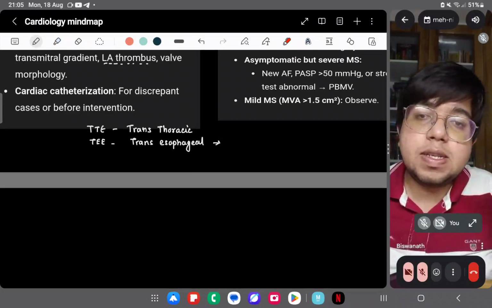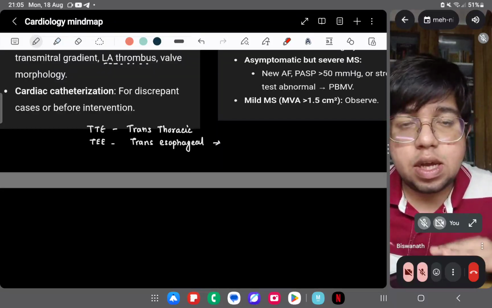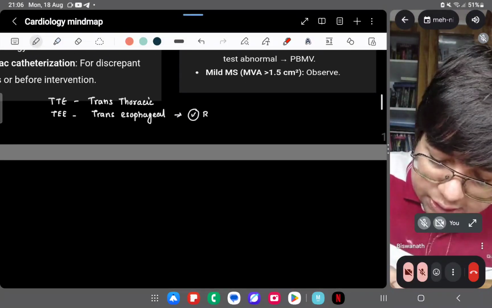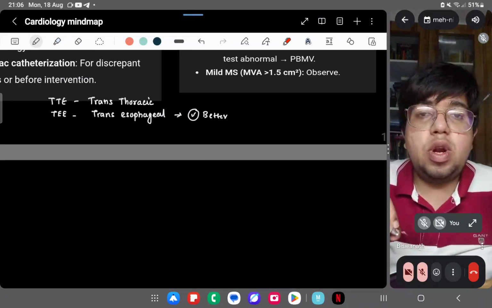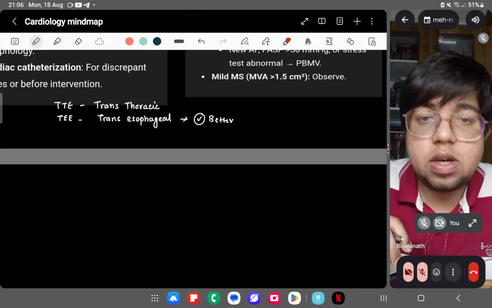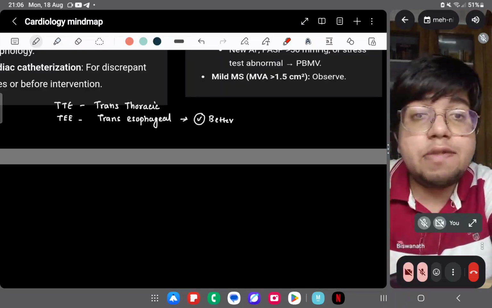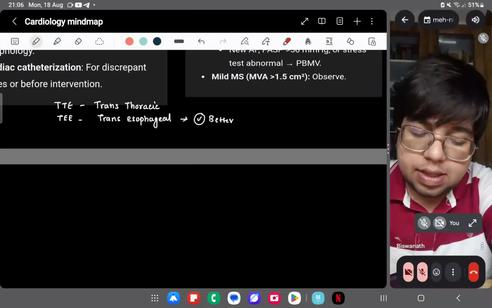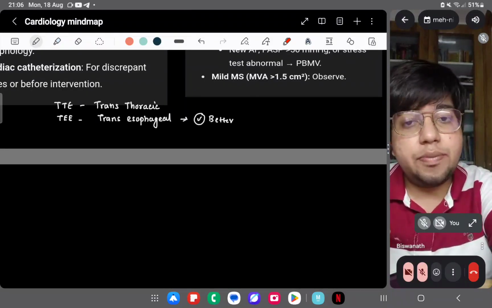Our main concern, as I told you earlier, is that we have to see the LA clots because these are dangerous. These LA clots can be very well visualized with transesophageal echo, so this is better to rule out LA clots. Transthoracic echo may be used to stage the MS, to see if there is MR associated with it or not, and to see calcification. But transesophageal is to see the LA clots.